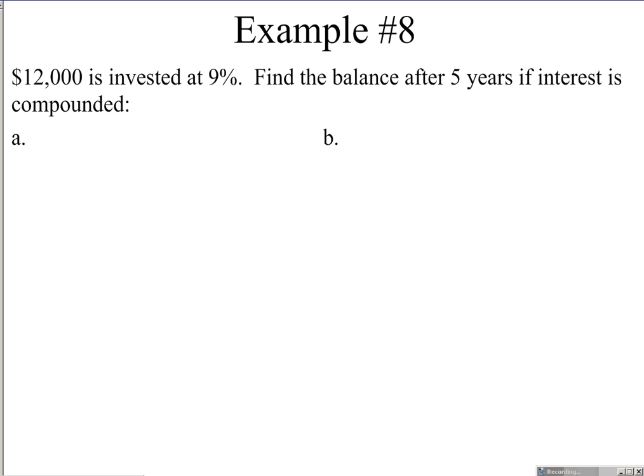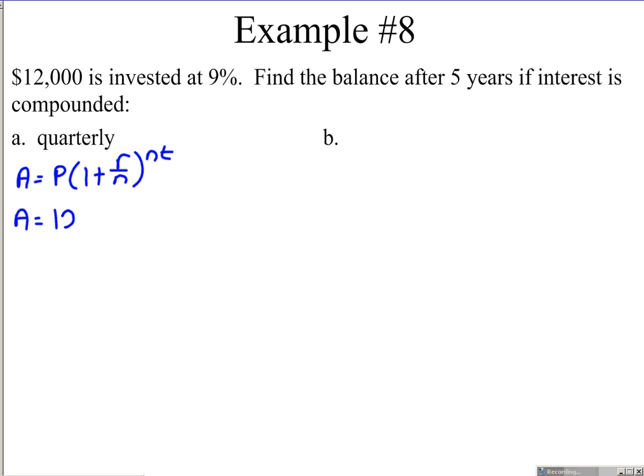$12,000 is invested at 9%. Find the balance after 5 years if interest is compounded quarterly. A equals P times 1 plus r over n to the nt power. Plug in everything we know.